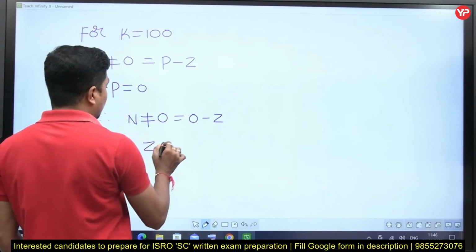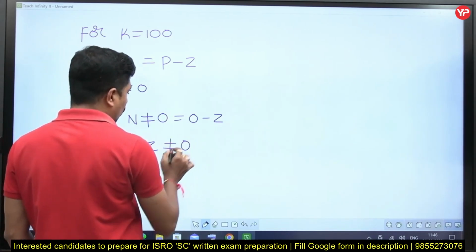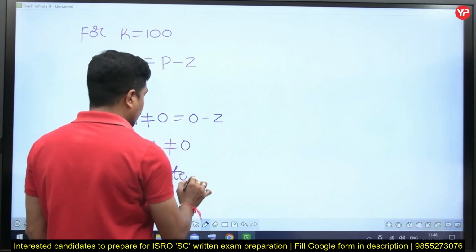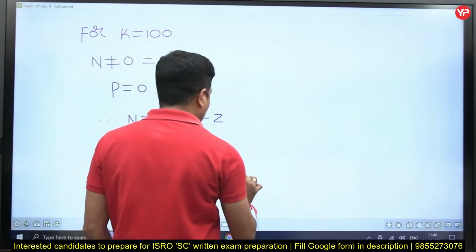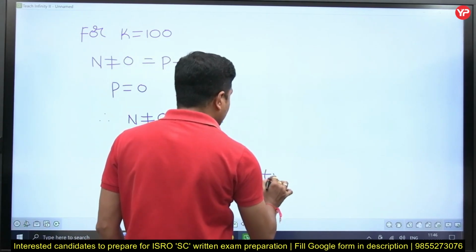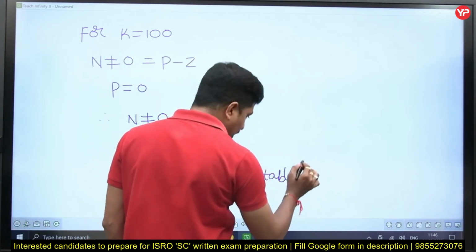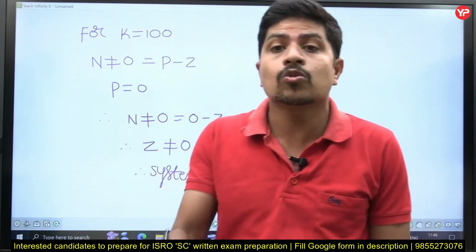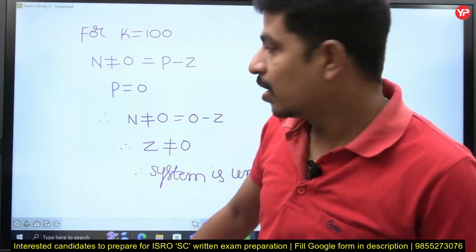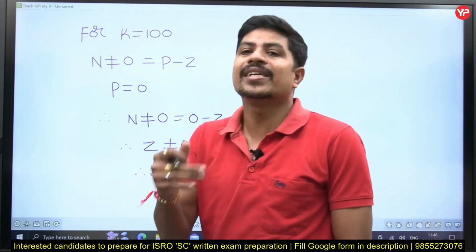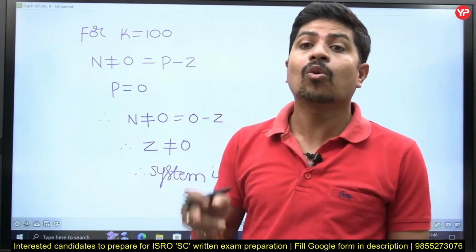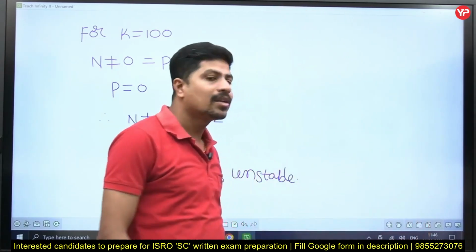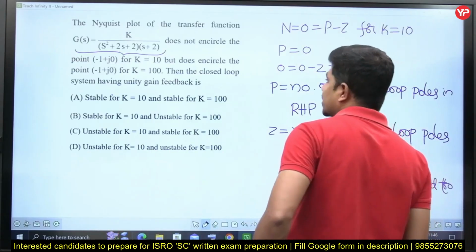Therefore, Z is not equal to 0. Therefore, the system is unstable. Why is the system unstable? Because there are some closed loop poles in the right half of the s-plane. Z is not equal to 0 means what? Z is the number of closed loop poles which are in the right half of the s-plane. Therefore, the system is said to be unstable. So which option is correct?